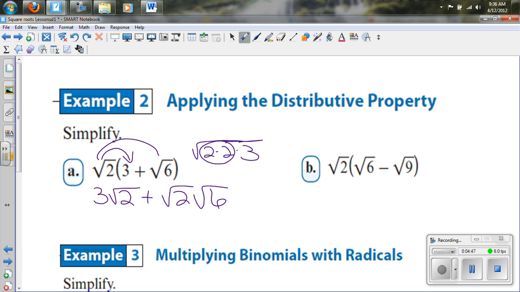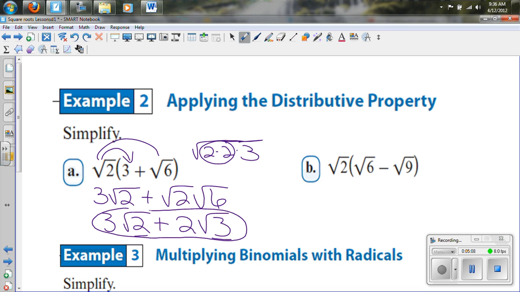So then this one is really 2 square root 3 plus 3 square root 2. And if you remember back to our lesson on adding like terms for radicals, can we add these together? We cannot, because the square root of 2 and the square root of 3 are not exactly the same, so this is your final answer.